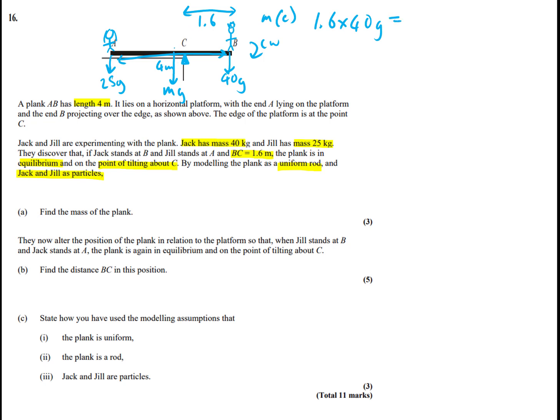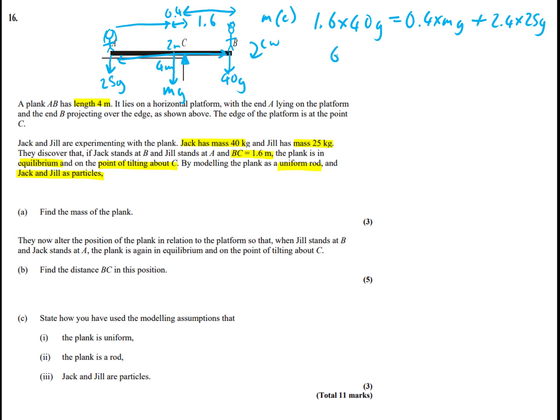If this is 1.6, the middle is at 2 meters. From here to here is 0.4. So we're going to get 0.4 times mg plus 2.4, because that's 2, add 0.4, so plus 2.4 times Jill's mass, which is 25g.